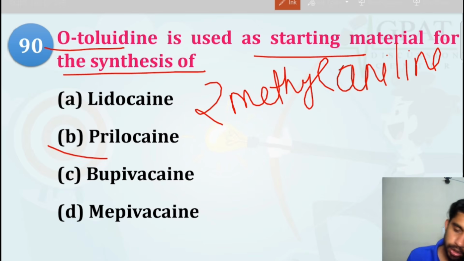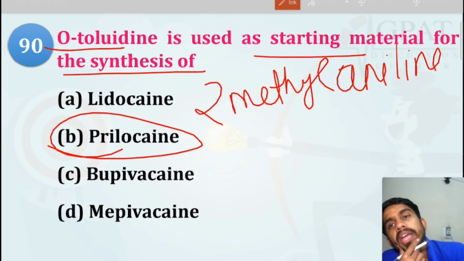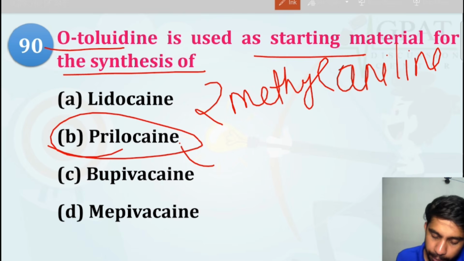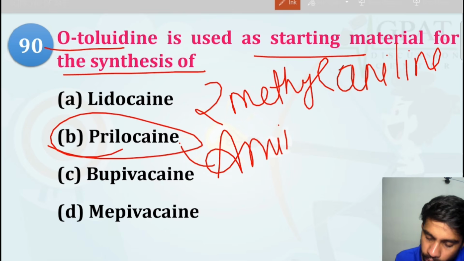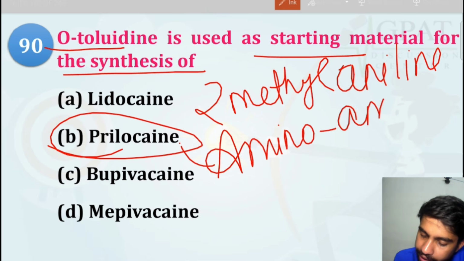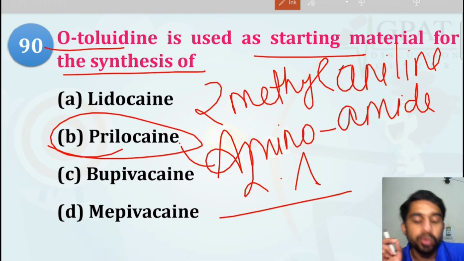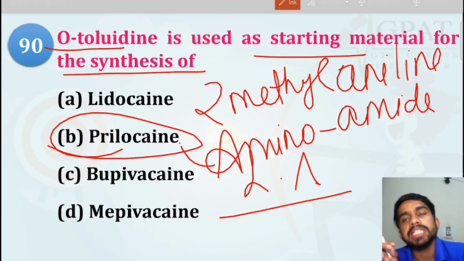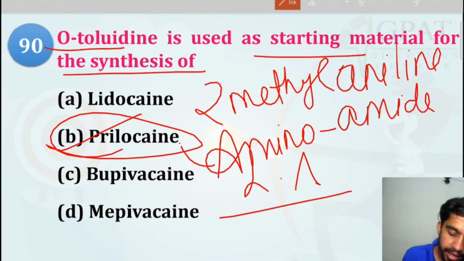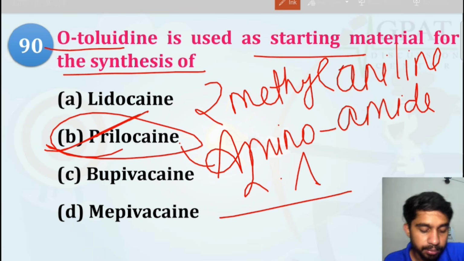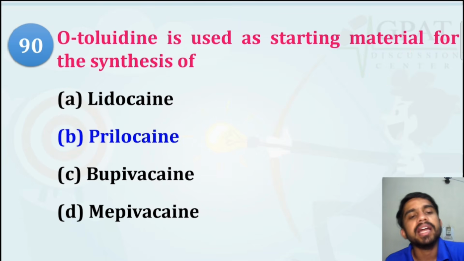It is used in the synthesis of prilocaine. And prilocaine is what? It is an amino amide local anesthetic. So the right answer for this question: o-toluidine is used as a starting material for prilocaine. The correct answer will be option B, prilocaine. Very simple question. Okay, next question.